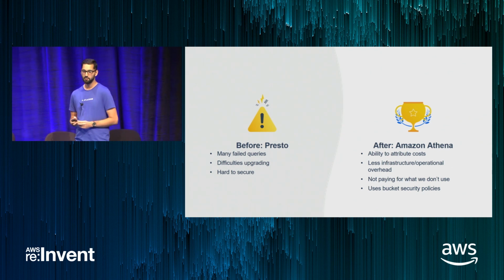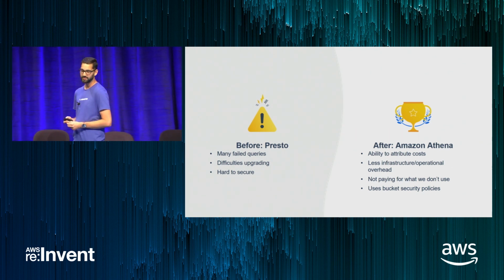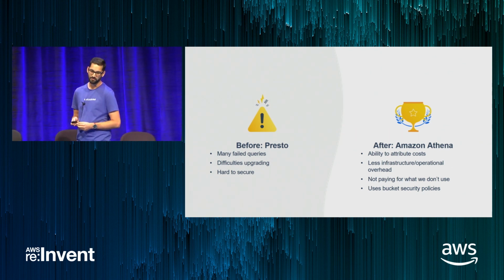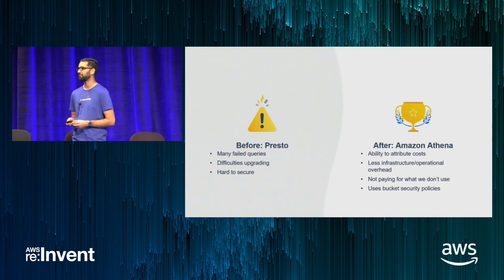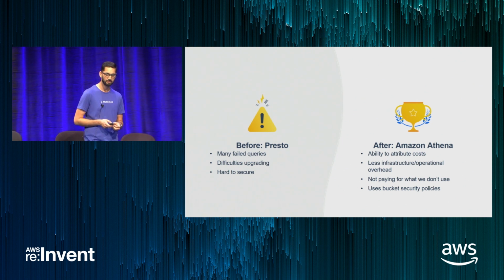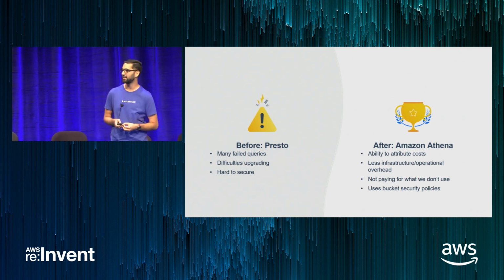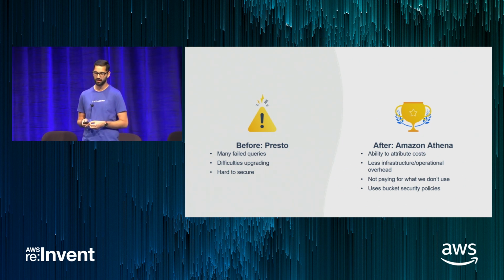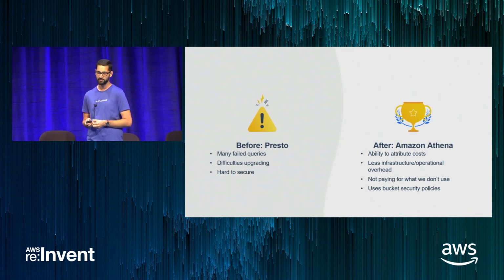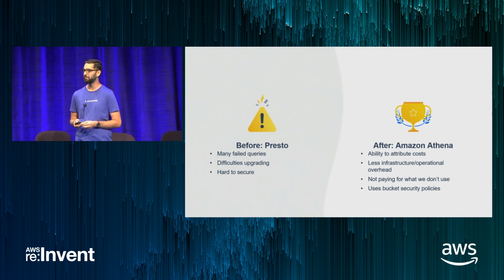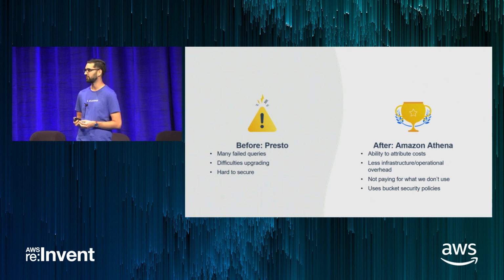Before, we had Presto, and we had several issues, mostly due to our own poor management of the cluster. We would rather spend our time doing other things than managing a Presto cluster. So we had queries failing all over the place. And on top of this, we had a hard time enabling table level security. There was some work being done by the open source community to enable this, but we were having a hard time implementing it in our ecosystem.